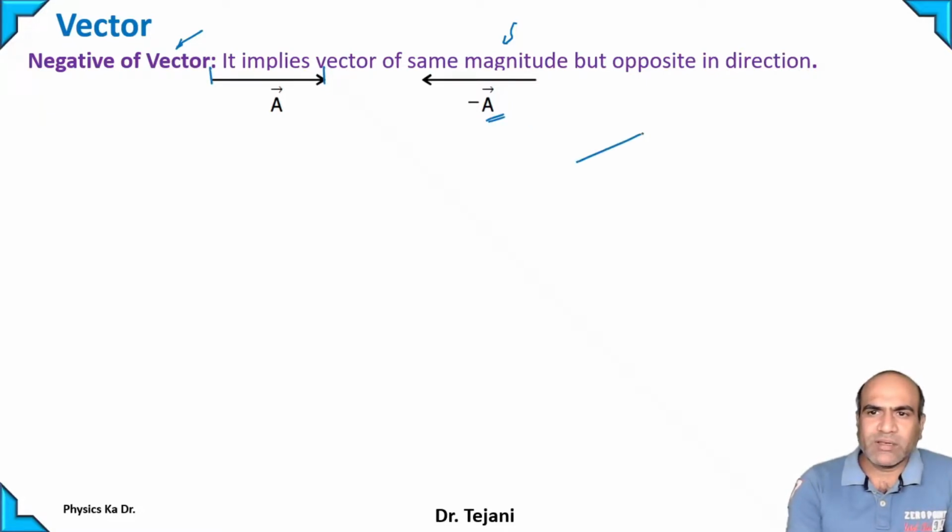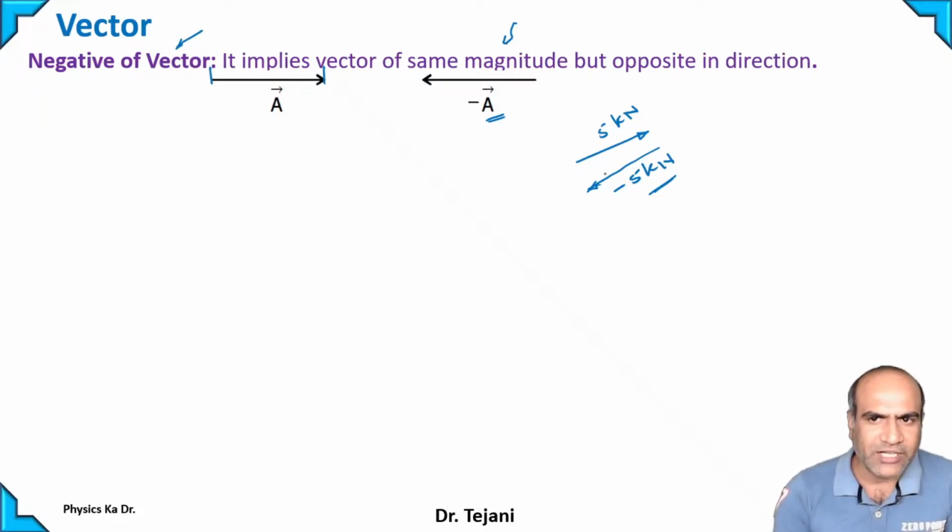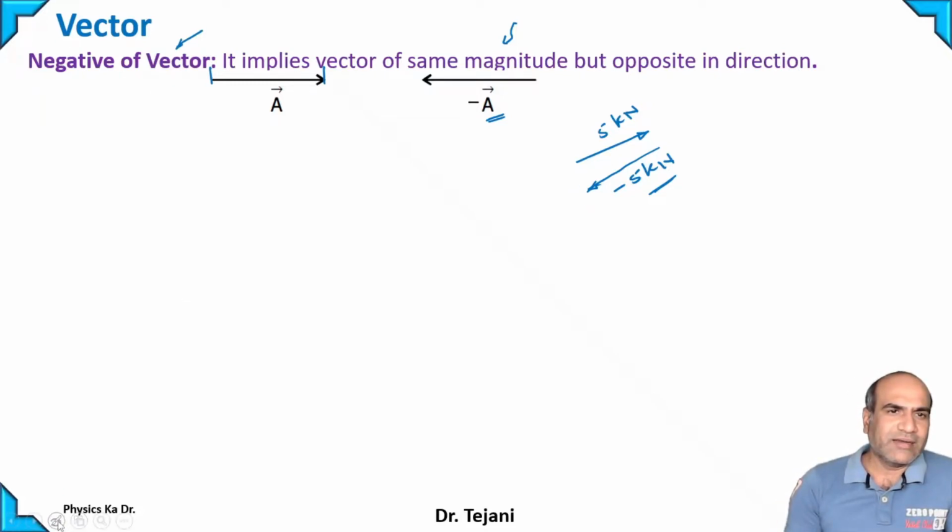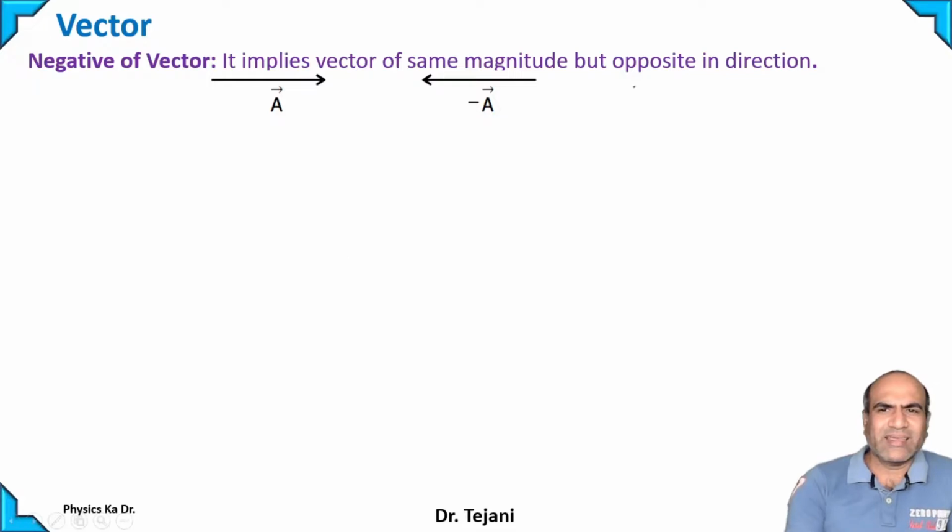Right? So, for example, I'm applying some force of 5 kilonewton, and there is some reaction force of minus 5 kilonewton. So both are equal and opposite. The reverse direction, that is a negative vector. Just like A, when we multiply by minus 1, it is very similar to that algebraic formula.